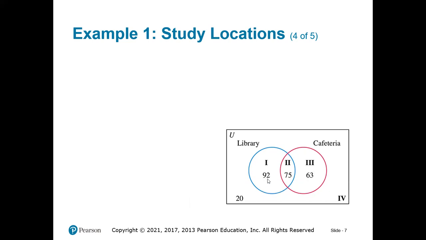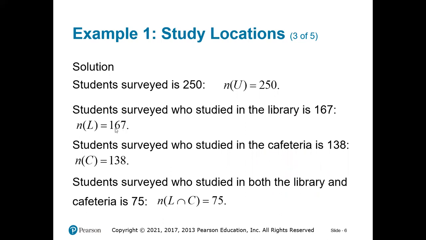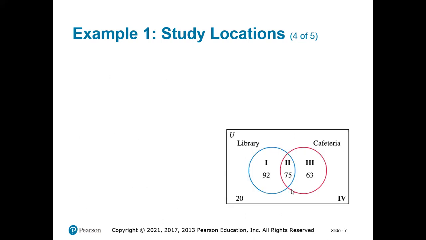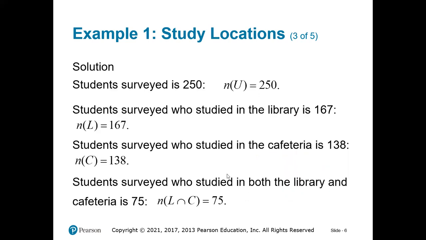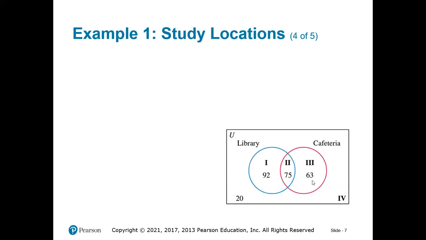Well, how did they come up with this 92? If you look at how many people study in the library, we have 167. If you take 167 and subtract 75, you find 92. You do the same thing with the 138 students who studied in the cafeteria. You subtract 75 from that, you get 63. So these 63 are the people who study in the cafeteria only. These 92 are the people who studied in the library only.